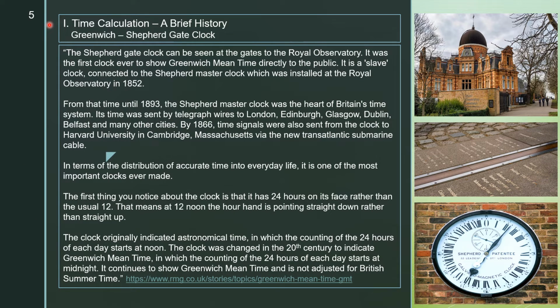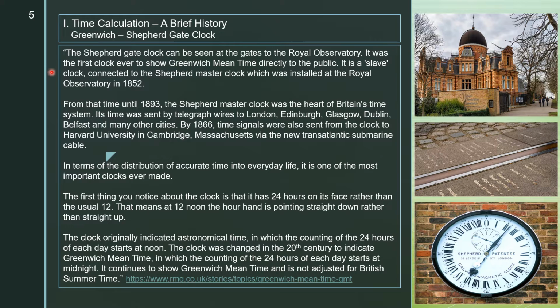Section 1, Time Calculation: a brief history of the Greenwich Shepherd Gate Clock. The Shepherd Gate Clock can be seen at the gates to the Royal Observatory. It was the first clock ever to show Greenwich Mean Time directly to the public.